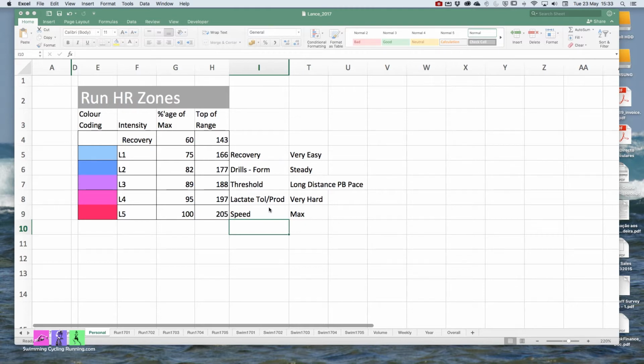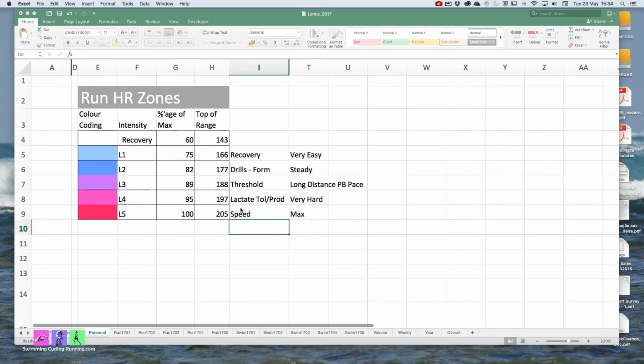Lactate tolerance and lactate production, we would consider very hard. You know that you cannot sustain this pace for very long, but you certainly can sustain it for between 20 to 30 seconds, even perhaps a minute. What you can't do is keep that going for very long. You'd have to then drop back into threshold pace. In fact, your body would make you drop back into threshold pace if you kept it up too long.